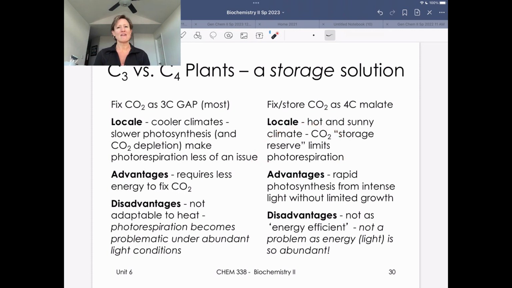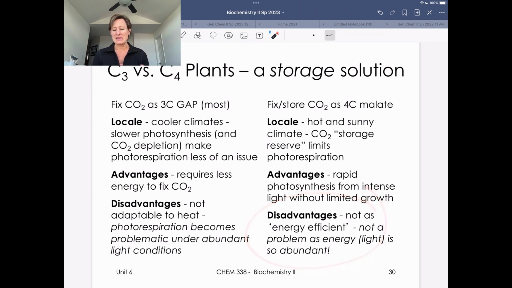This helps limit that photorespiration piece, because even though that piece can be protective for plants, it still can be problematic because it is a futile cycle. Advantages, again, is that you can still have rapid photosynthesis rates even when there's lots of light out, so you're not going to really limit your growth.